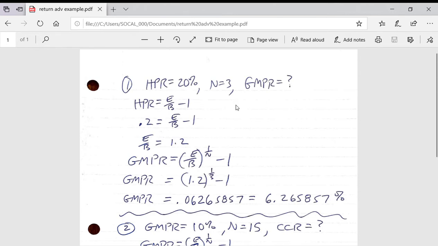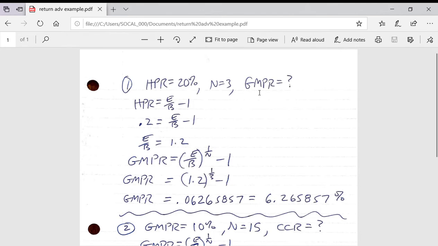Now, the key to these problems is to always get to the price relative, E over B, because that's the common factor for all of our different ways of quantifying returns. So we know the HPR, so we put down the equation for HPR. HPR is equal to the price relative less 1. HPR is 20%, so we say 0.2 equals the price relative minus 1. Therefore, we know the price relative equals 1.2.